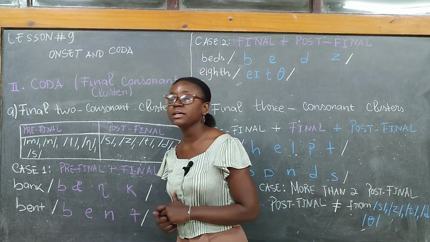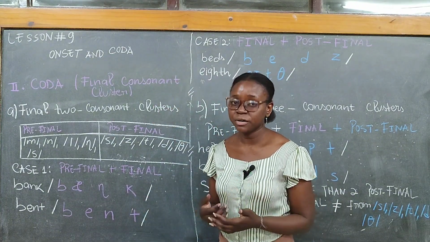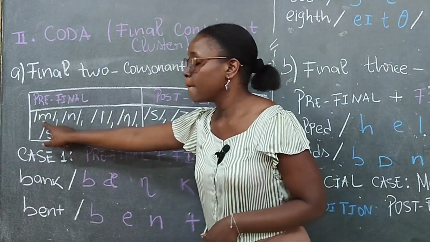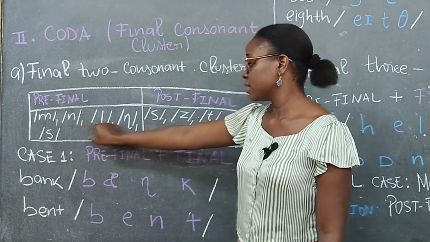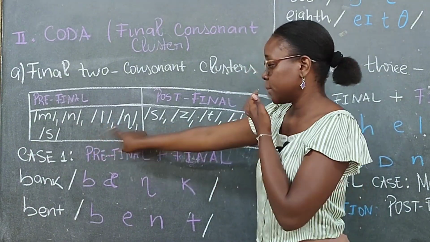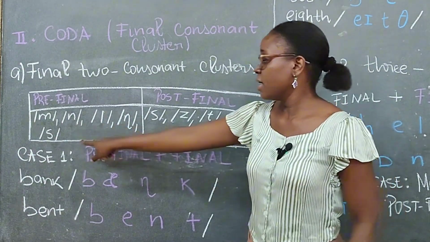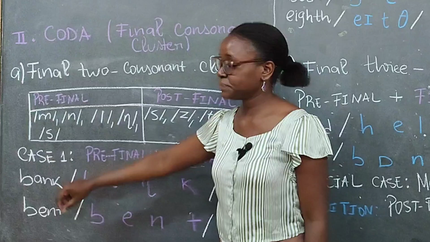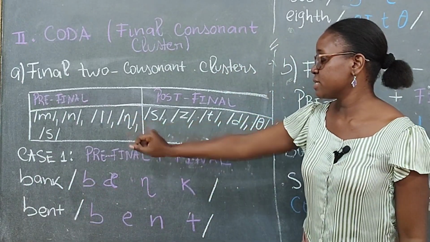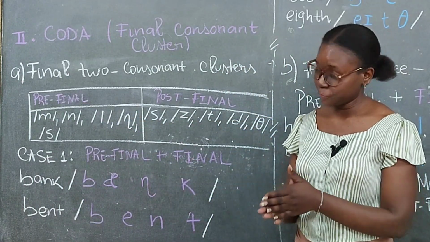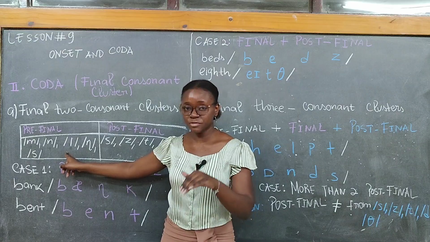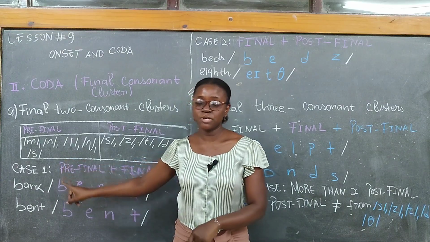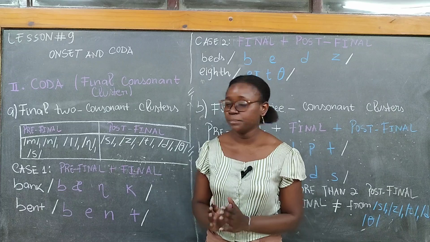So, if we have a combination of two consonants in the end of a word, we are going to consider as being pre-final ma, na, la, and sa. So these, if we see a combination of two, where these ones come at the beginning, come first, these are going to be the pre-final.